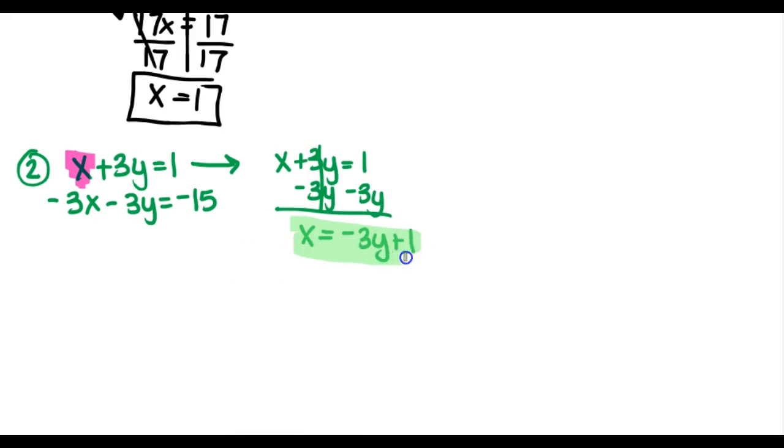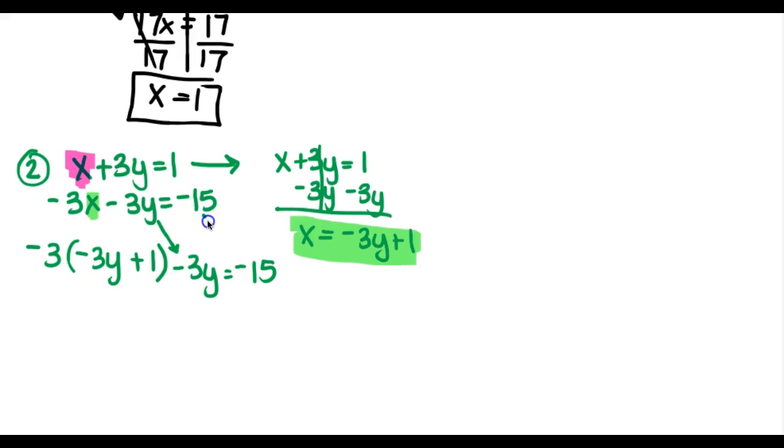Remember, guys, we really like the x's and y's to hug the equal sign, so that's why I tend to keep it that way. Now I'm going to take that, and remember it's an x equals this time, and plug it in for x. So we're going to have negative 3 parentheses negative 3y plus 1, minus 3y equals negative 15.